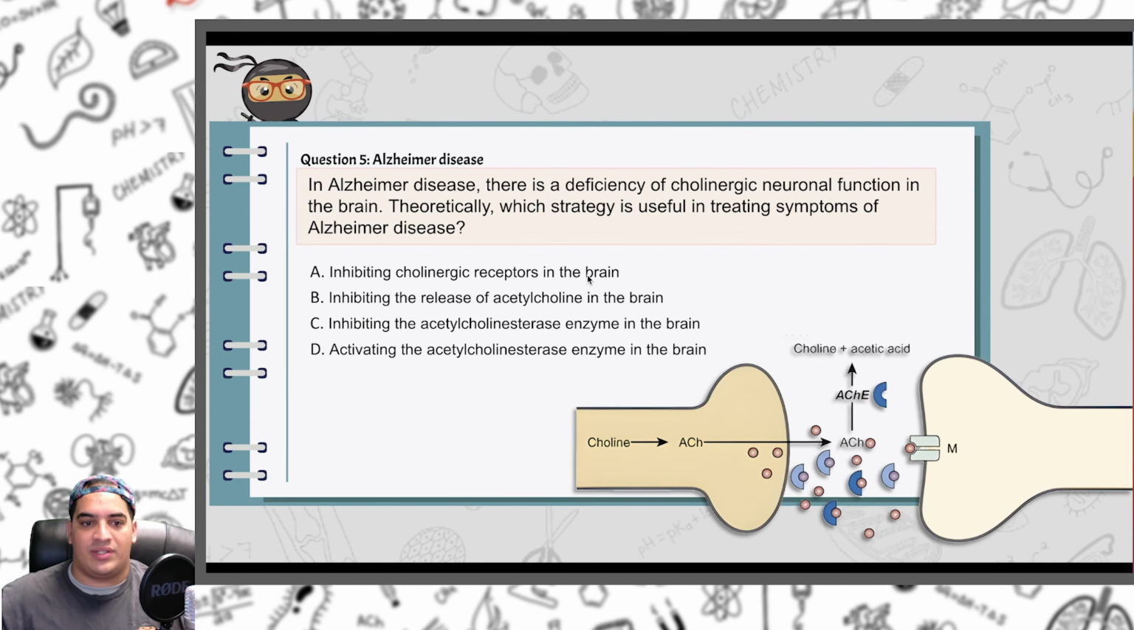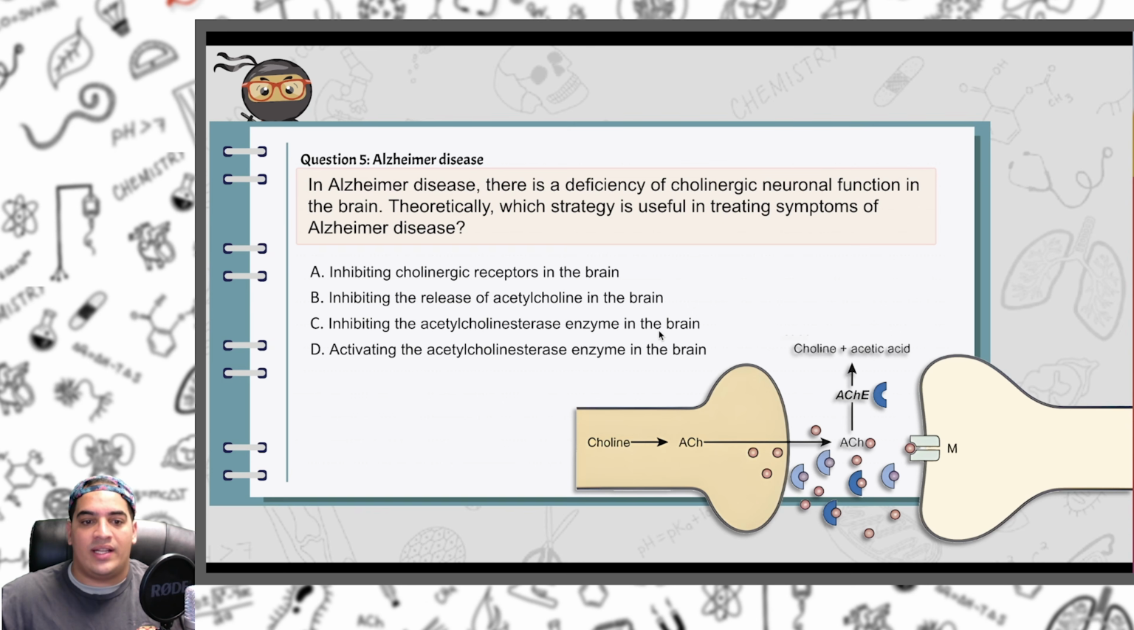Inhibiting the cholinergic receptors in the brain. No, that would make it even worse. Because if I inhibit the cholinergic receptors, acetylcholine won't be able to even bind and produce its effect for cognitive function and memory. Inhibiting the release of acetylcholine, that's again going to make it even worse because then I have no acetylcholine in the synapses. I'm trying to increase acetylcholine and its effect.